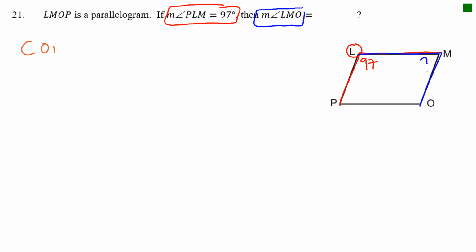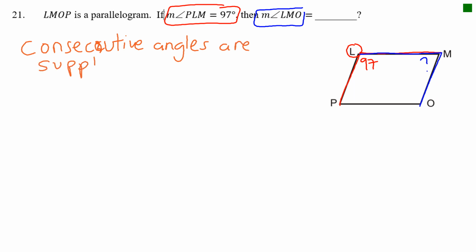Okay? So in a parallelogram, consecutive angles are supplementary. Remember, consecutive means next to each other, one right after the other. And supplementary just means that they add up to 180. So angle L plus angle M, which is the one they want, should equal 180.